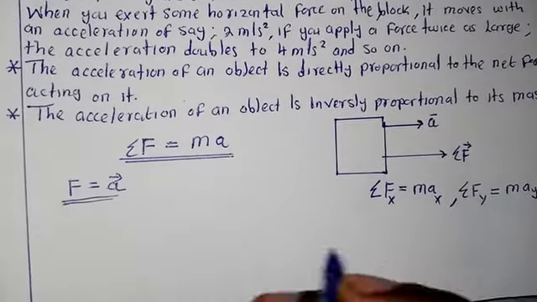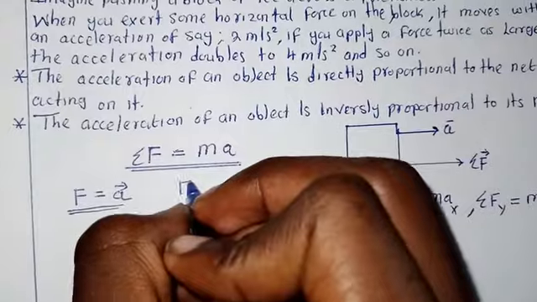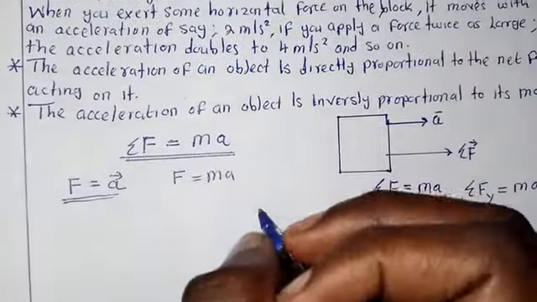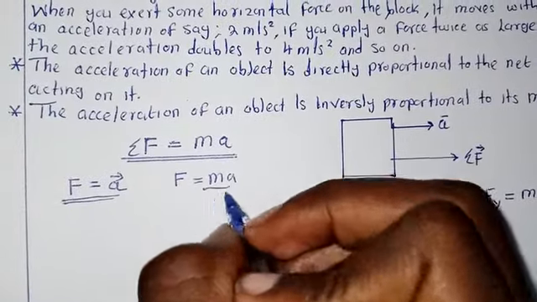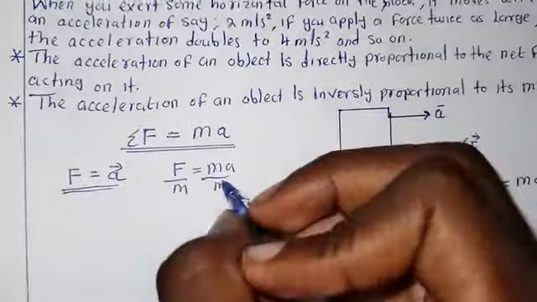Now let's look at the relationship between acceleration and mass. If we have this equal to ma, let's try to make acceleration the subject of the formula.